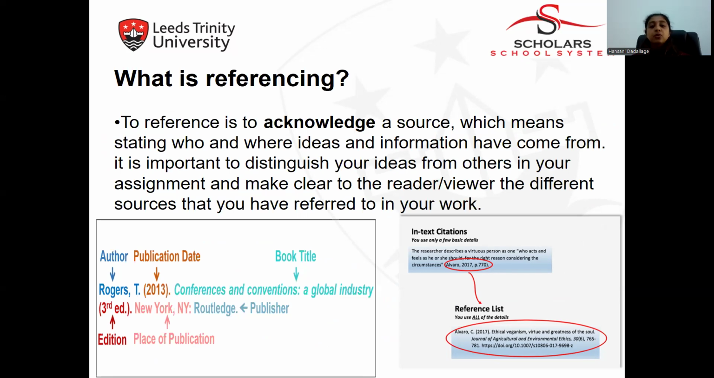So to reference is to acknowledge a source, which means stating who and where ideas and information have come from in your writing. So it is important to distinguish your ideas from others in your assignment and make clear to the reader the different sources that you have referred to in your work. So when you're writing your own ideas, you can add them to your academic writing, but you always have to give the credit to the real authors for the places where you use the information from other sources.